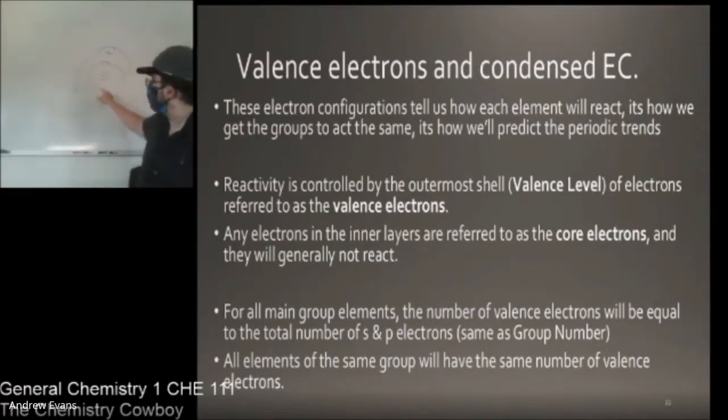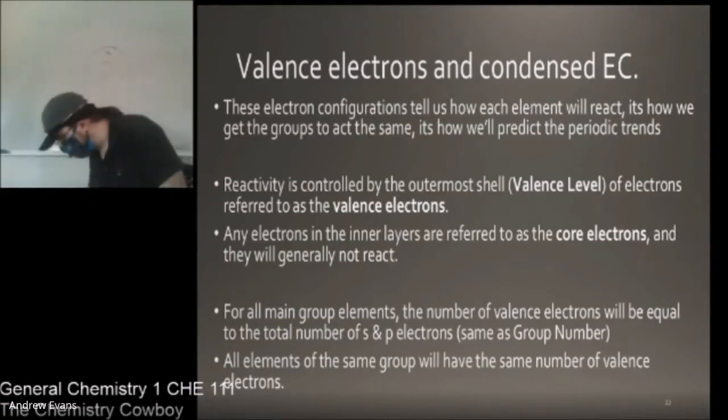Row 1 only has S available. Row 2 has S and P. The S is related to the first 2 columns, and the P is related to the last 6 columns. As we move down to row 3, D becomes available, but it doesn't get used. 3D is not utilized until we get to the 4th row. So as we work our way across the table, you go 4S, then 3D, and then back to 4P. And the same thing with lanthanides and actinides with the F.